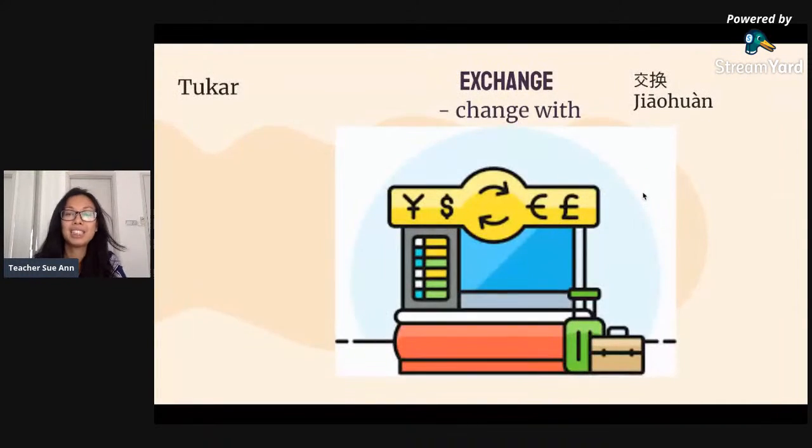Next, exchange. Have you heard? You go for exchange currency. All right. So if you want to go to a different country, Singapore, London, Japan, you need to change your currency, right? So you exchange with the dollars. You change ringgit to another, yen, all right? So you want to exchange.